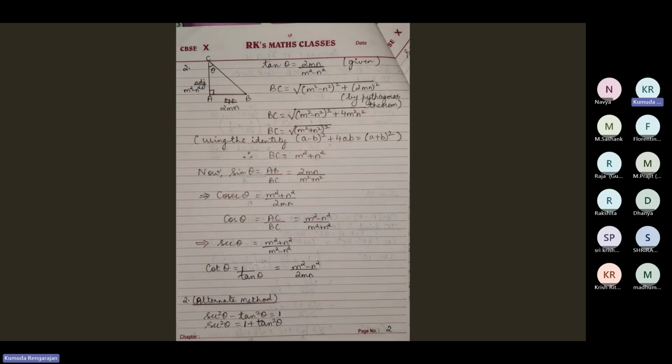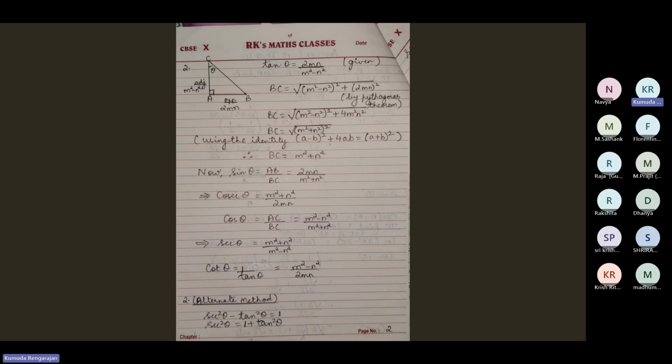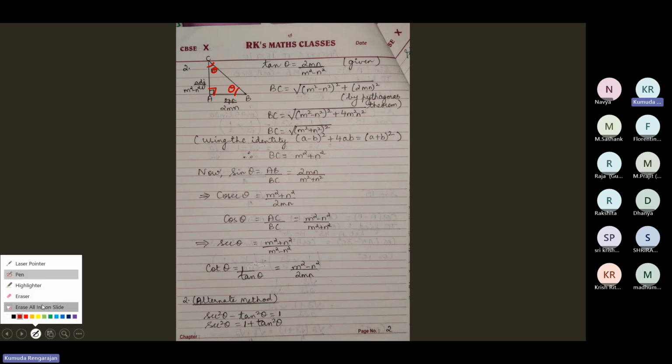So use a right triangle. Call it ABC, PQR. Theta should be an acute angle. You cannot mark theta here. Theta is an acute angle, so you can mark theta here or you can mark it here, any one of these two places, because this is 90 degrees. Okay, so I have marked this angle to be theta.